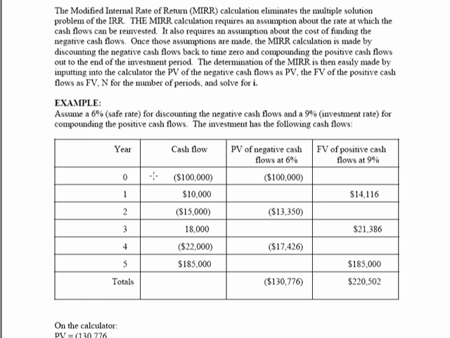Again, the year 0 cash flow is expected to be negative. In year 1, we have a positive cash flow of 10,000. And what we're going to do is take this cash flow and compound it to the end of the investment period, at the end of the 5th year, at the 9% investment or reinvestment rate.